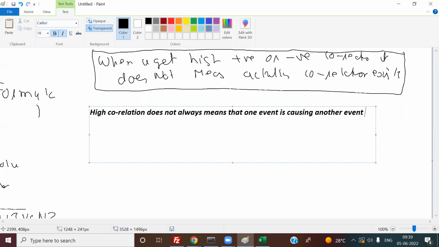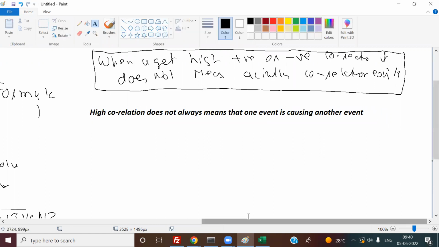But you cannot generalize it. You cannot say that every time this will happen. It doesn't mean that one event is causing the other event. Okay. But software will give you an answer. Now it is your thought process, how you interpret it. Your knowledge will come into the picture. Your understanding as a data scientist will come into the picture. Clear? Any doubts, any questions, guys?